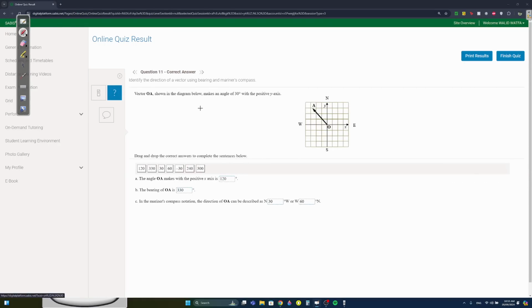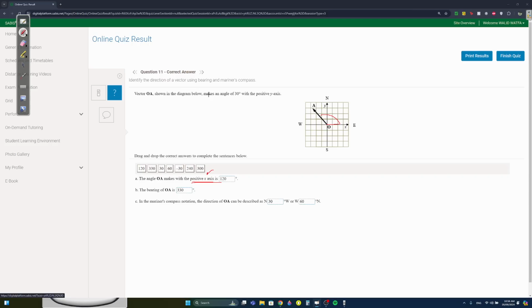Question 11. Okay, the angle OA makes with the positive x-axis. Okay, the angle with the positive x-axis. Instead of bearing, the other thing we call it is with the positive x-axis. So they want this angle. How do we find it? You can do it like this. We need to find the vector OA.